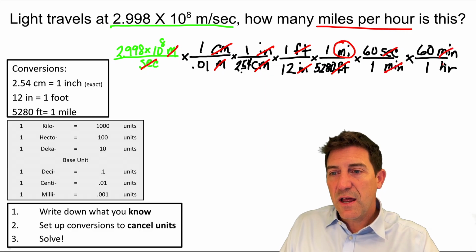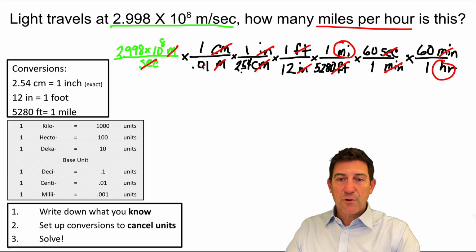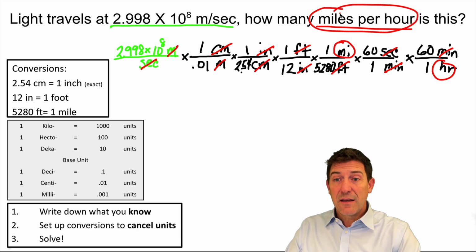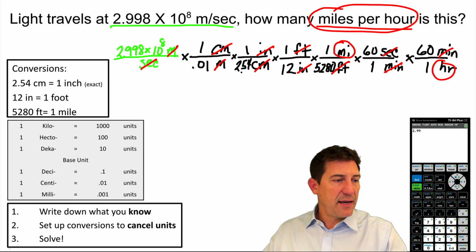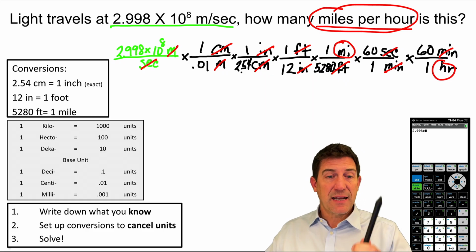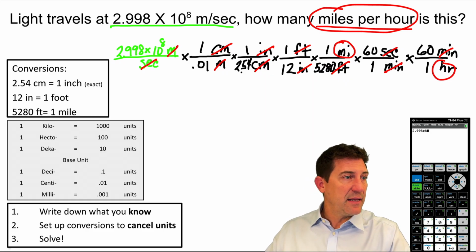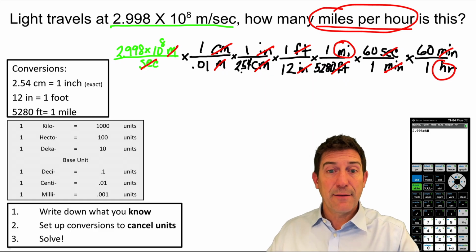These cancel. Now look, the only units we have left anywhere, we have miles on the top through all of this work, and we have hours on the bottom. And that's what we want our answer in. So let's calculate it. 2.998. We use the EE button, which shows up as 1E, to represent times 10 to the 8th. So literally on the screen right now, that means 2.998 times 10 to the 8th. We take that whole thing times 1.